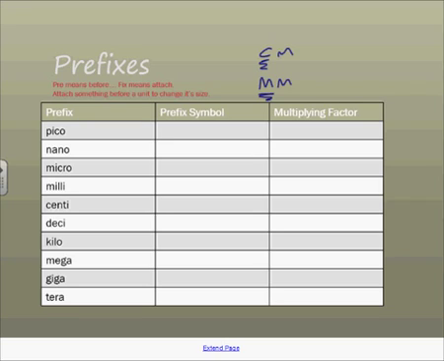So prefix symbol, going down the list, the symbol for pico is small p, small n for nano, micro, which is the only one with a Greek letter, is mu, milli, little m, centi, c, deci, d. We don't really use deci much, okay, so not too important. Kilo, k, mega, capital M, giga, capital G, and tera, capital T. Okay, so those are the ones going down.